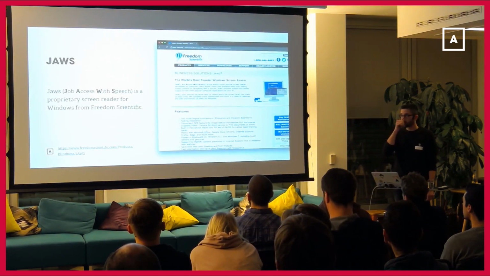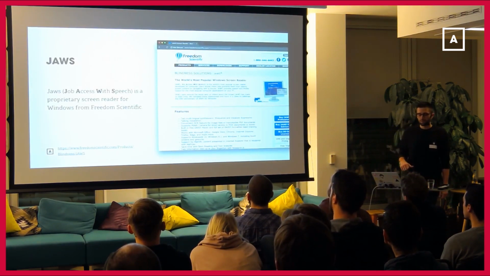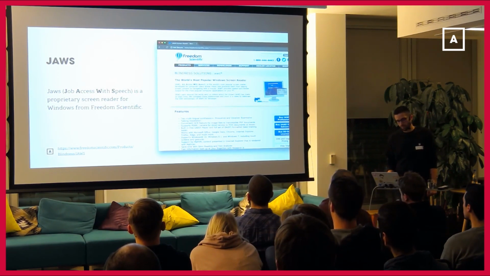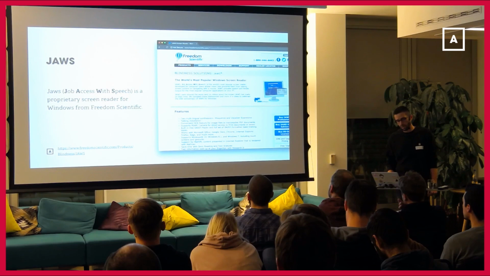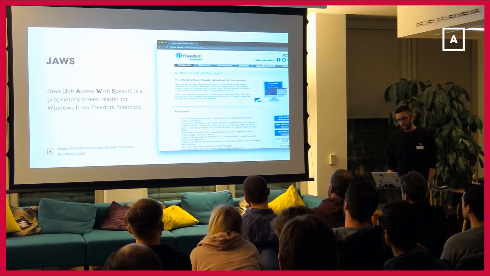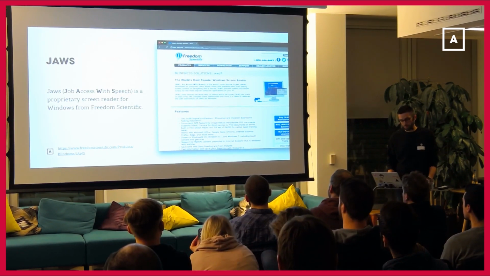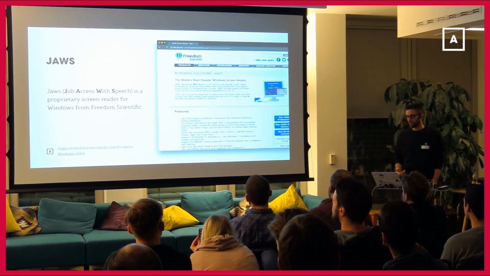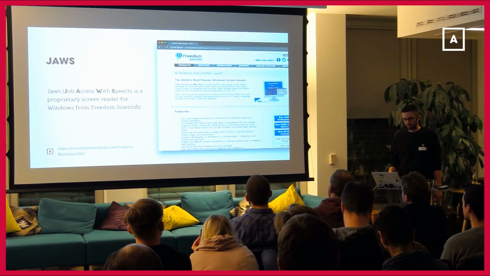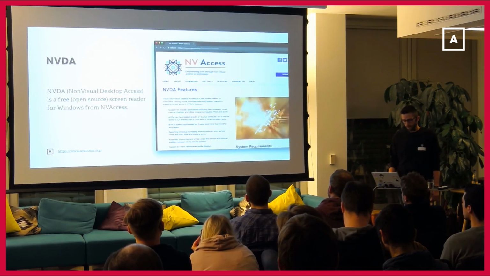I will focus on the three most popular choices here. The first one is the Job Access with Speech one, called JAWS, created by Freedom Scientific. It's a proprietary screen reader explicitly focused on the Windows platform, and it can be installed on desktop and run from a USB drive as well, so it's portable, but it's paid, requires a license, and officially supports Firefox and Internet Explorer. The next one is the NVDA.